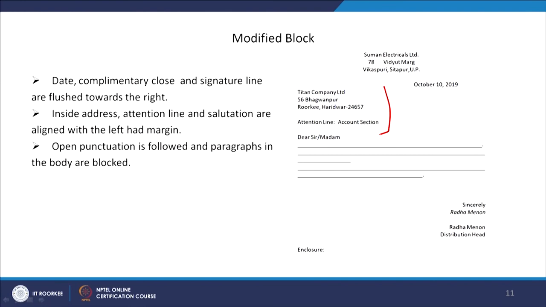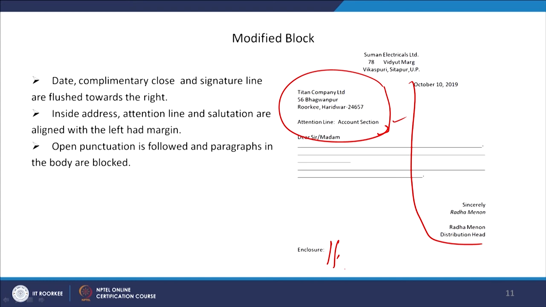Even though the inside address is there on the left and the salutation is always on the left, only the date line, complimentary clause and signature are flushed right. They are flushed right, but enclosures again will be flushed left. So, date, complimentary clause and signature line are flushed towards the right. Inside address, attention line or subject line, you know, in many organizations they call it attention line, and then salutation are aligned with the left hand margin, fine, and open punctuation is followed and paragraphs in the body are blocked. Now, paragraphs in the body are blocked, this actually gives them a better view.